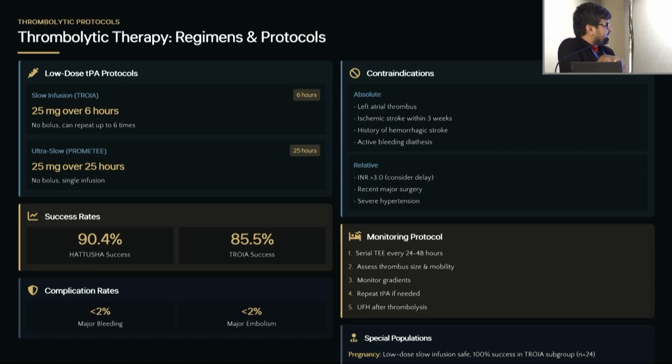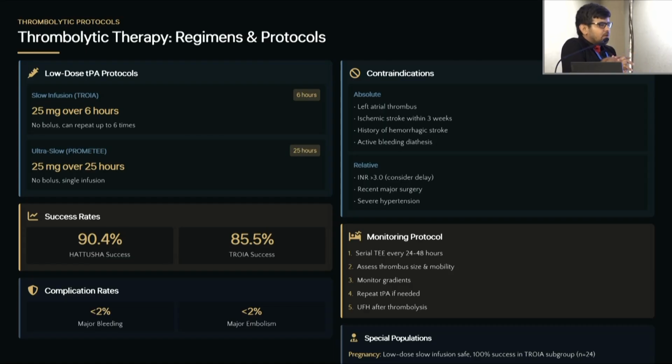For lysis, the success rate was 90.4% in the Hatashu trial, which used an ultra-slow PROMETEE-like infusion. In the TROY trial, where it was 25 mg over 6 hours, it was an 85.5% success rate. The complication rate was less than 2% for major bleeding and less than 2% for major embolism.